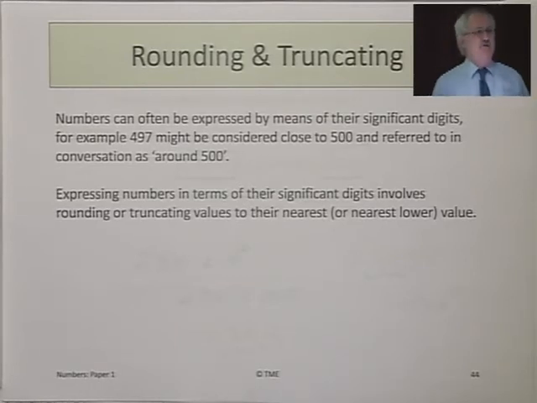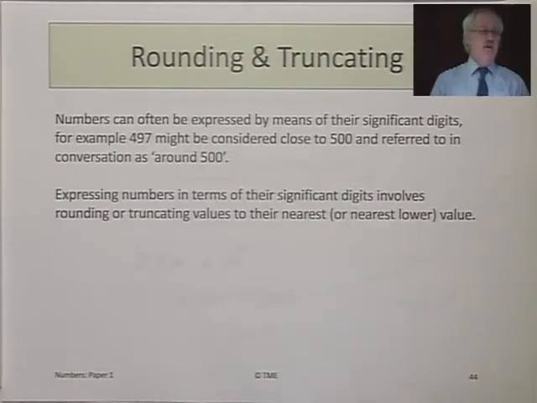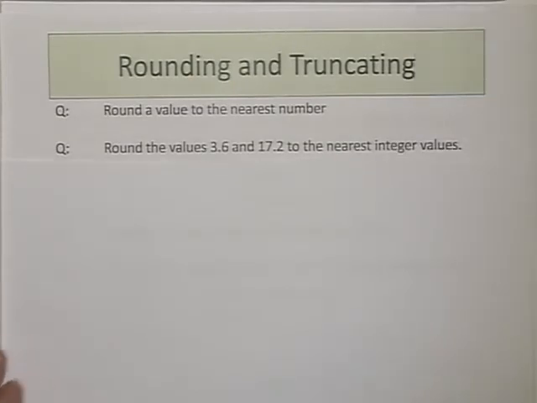How much money do you have? How long will it take? About 15 minutes, about this, about that. So we are all the time thinking about rounding or approximating. So let's round now to the nearest number. Round the values 3.6 and 17.2 to the nearest number.